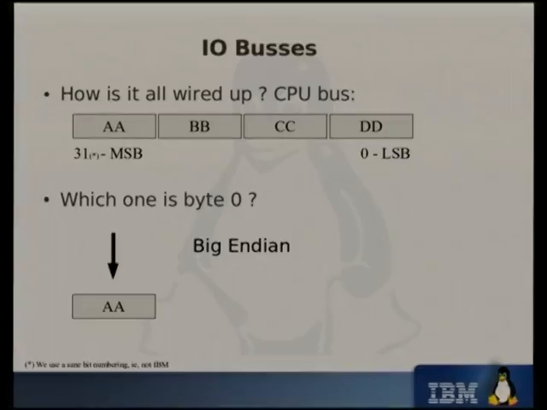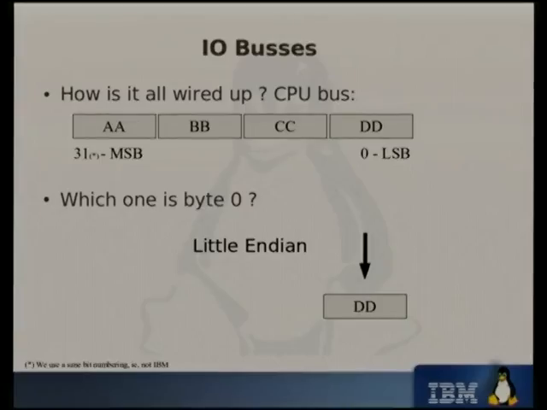How it's actually wired under the hood. So this is your CPU bus up there. It's 32-bit wide, most significant bytes on the left. What that means is if you're going to write a 32-bit value onto the device, it will appear with the most significant byte on the left, the least significant byte on the right.